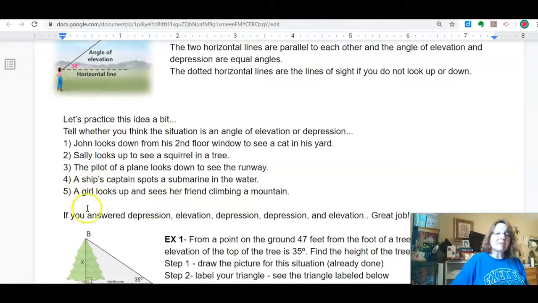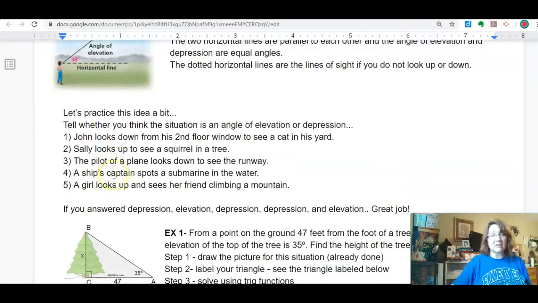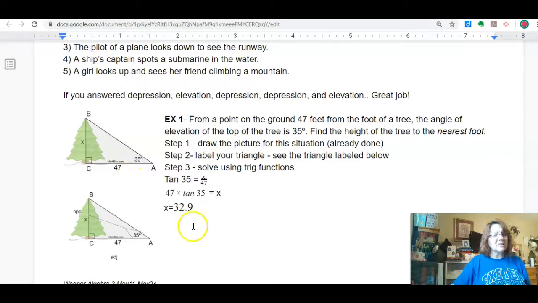So I want you to practice a little bit and see what you think. If John looks down from his second floor window to see a cat, what do you think that is? That's depression, right? If Sally looks up to see a squirrel in a tree, that's elevation. If a pilot looks down to see the runway, that's depression. If a captain on a ship looks down to see a submarine, that's also depression. But if a girl looks up to see her friend on a mountain, that's elevation. So hopefully that was somewhat easy for you. I'm just trying to take little baby steps here to get you to where you need to be.